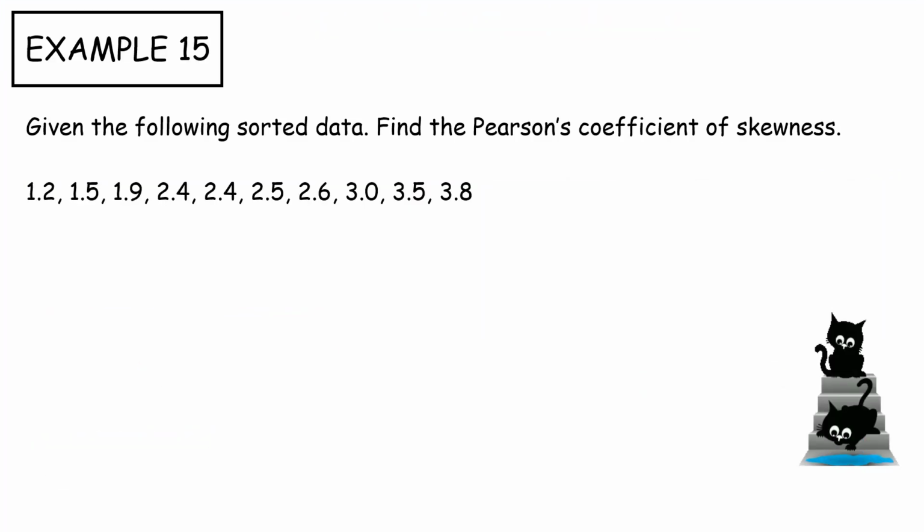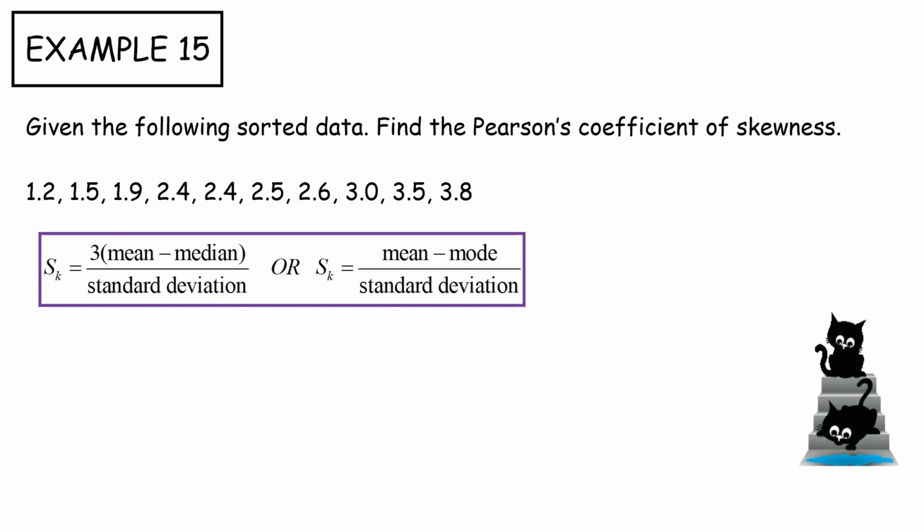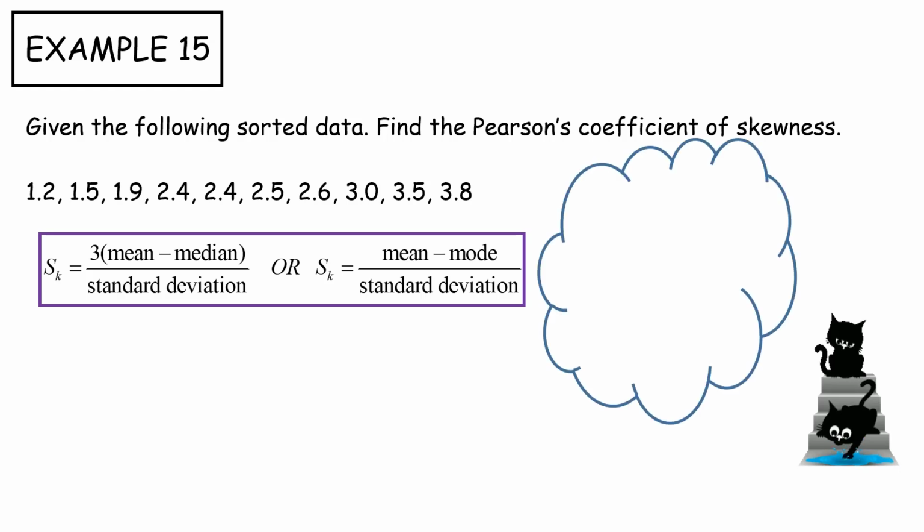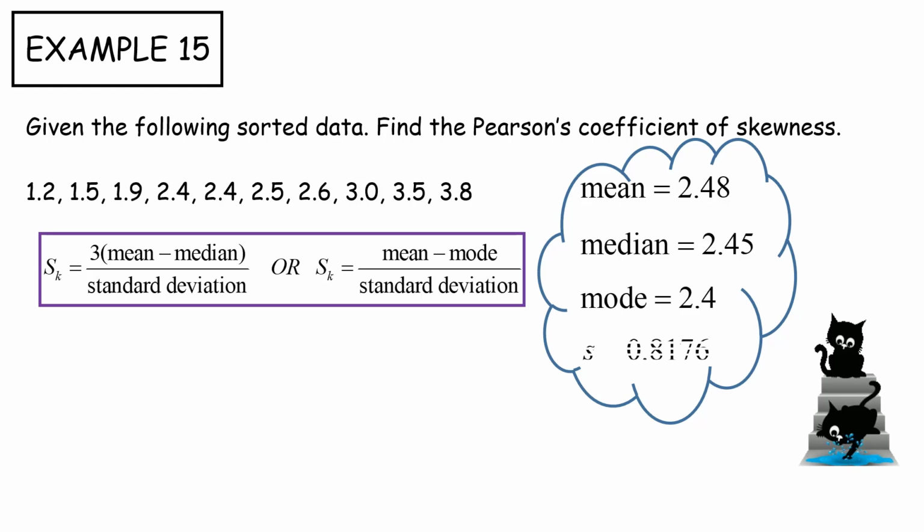Given the following sorted data, find the Pearson's coefficient of skewness. First, we need to find out the mean, mode, median, and standard deviation of the given data. To find the mean, mode, median, and standard deviation of an ungrouped data, do check on my previous video. The mean, mode, median, and standard deviation of the given data is as shown in the slide.